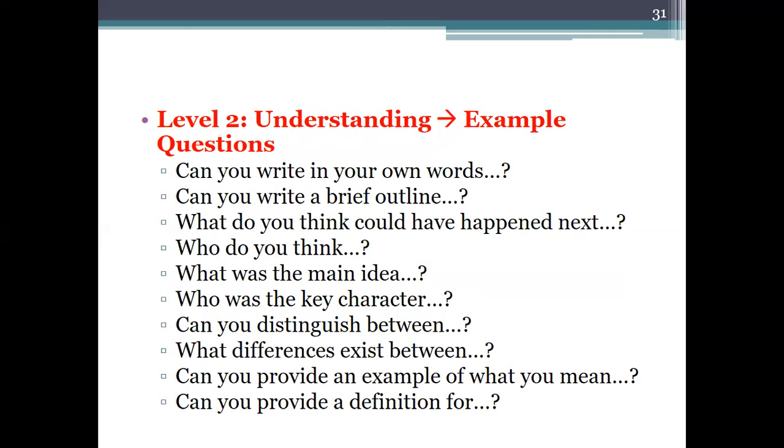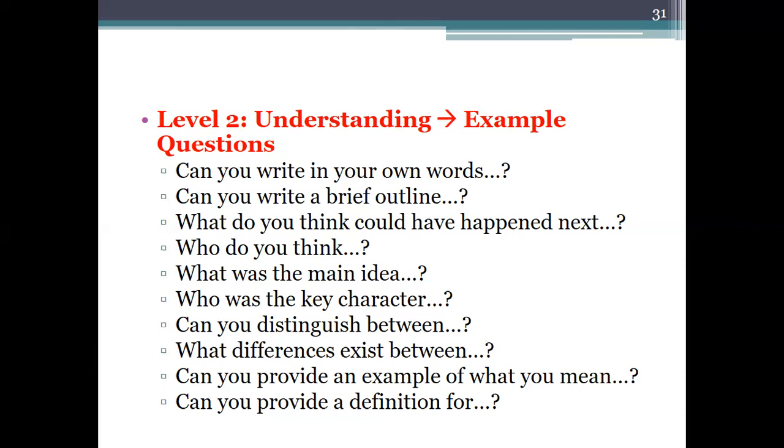For understanding, the questions may be like: can you write in your own words? Now, this is something more detailed than the previous knowledge. If they know the facts, they will explain them, elaborate them, and write something new, which will be more explanation and description of the simple facts. So, can you write in your own words? Can you write a brief outline? What do you think could have happened next? What was the main idea? Who was the key character? Can you distinguish them? What differences exist between them? Can you provide an example of what you mean? Can you provide a definition for?